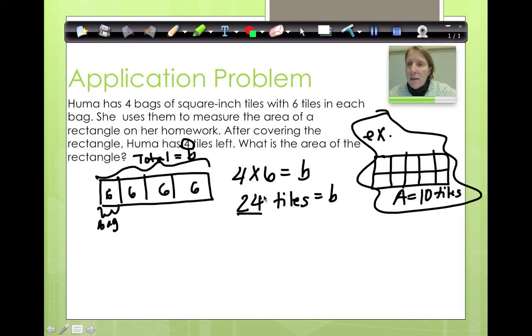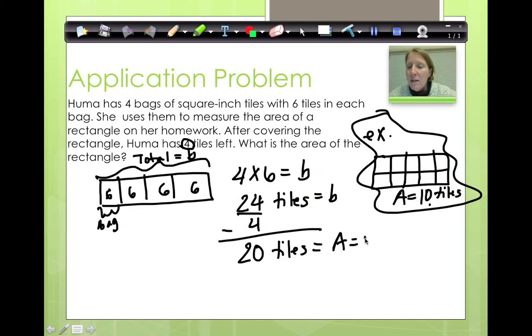Well, knowing that, if I take away the 4, because that's how many she has left, I'll know how much she used. So let's do that. 24, take away 4. She used 20 tiles. If she used 20 tiles, what's her area? Is that her area? Well, how many tiles did I use here? I used 10 tiles for this one. My area is 10 square inches. Ooh, I think we got it figured out. The area of her rectangle is 20 tiles, or 20 square inches. So her area is 20 square inches. Am I done?